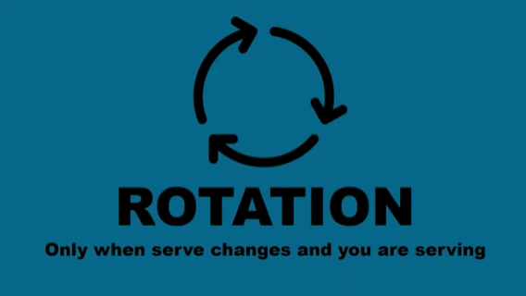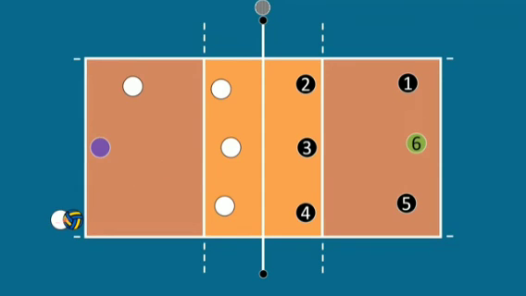There is one more concept of rotation that happens only when the serve changes and your team is serving. If the serve changes and it goes to the opponent, then you don't need to do anything. But if the serve changes and now you are serving, then you need to do a rotation. Here, the white team is serving and they lost the point. So now let's say we are the black team, because we won and now it is our serve.